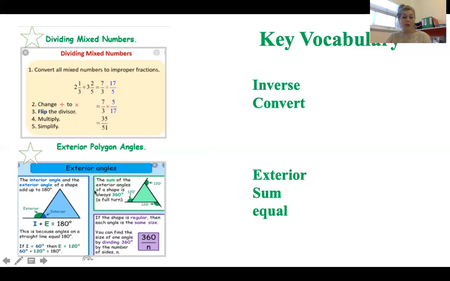Another thing that you could use this for is working with interior angles as well. So the interior angle plus the exterior angle will always give us 180 degrees.